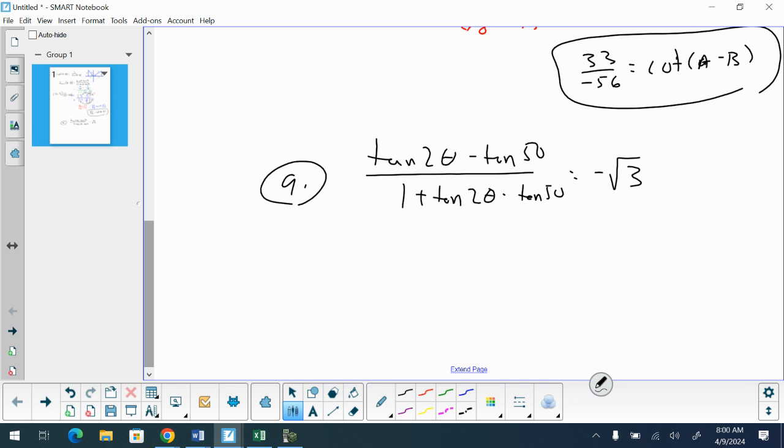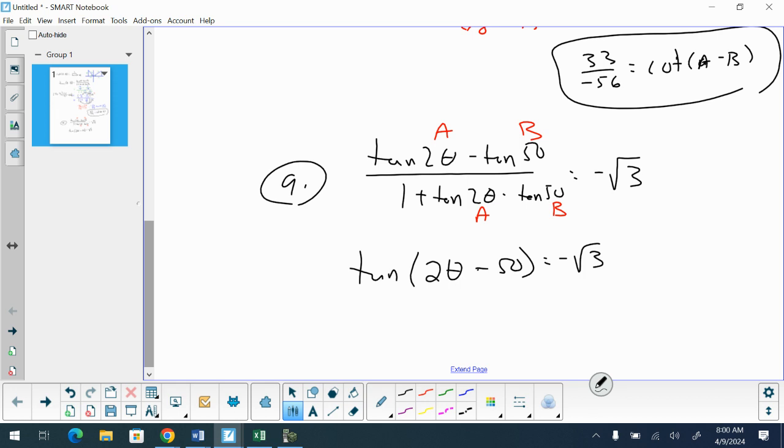Okay, when we're dealing with tangents, it's sort of nice because it's either going to be tangent A plus B or tangent A minus B. Zach, what do we have? Tangent A minus B. So here's your A, here's your B. Here's your A, here's your B. So what we could do, you're taking it from the right and moving it back to the left. So this just turns into tangent of 2 theta minus 50 equal negative square root of 3.